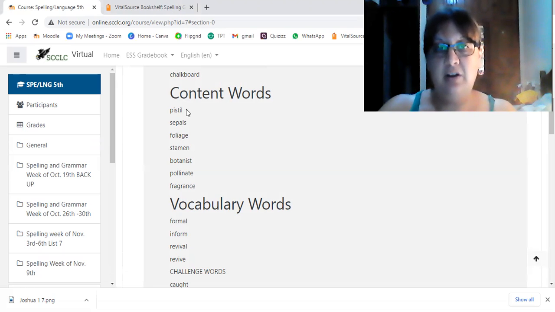Pistil is a part of a plant, and so are a lot of these words here. So if you want to get a more specific idea of what a pistil is, you could Google it and see the pistil of a flower. All right. Sepals. The flower bud opened and the sepals unfurled. Okay, so it's another part of the inner parts of a flower.